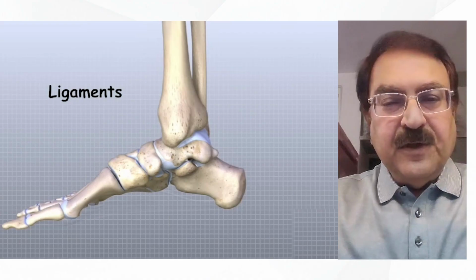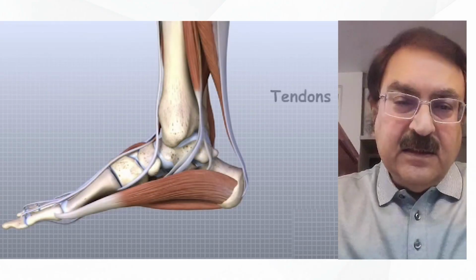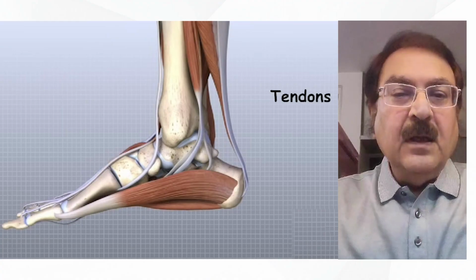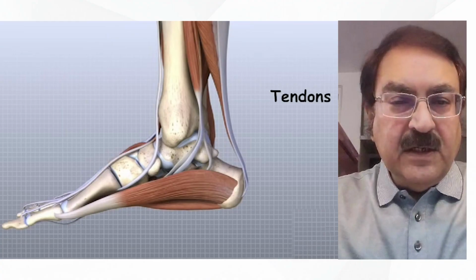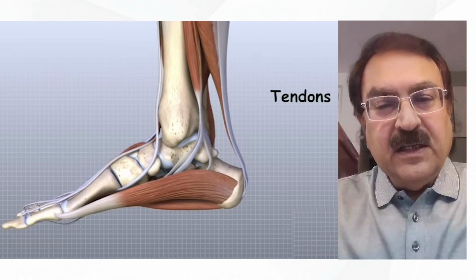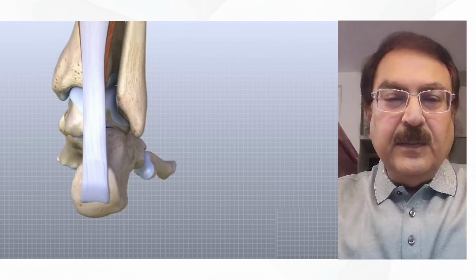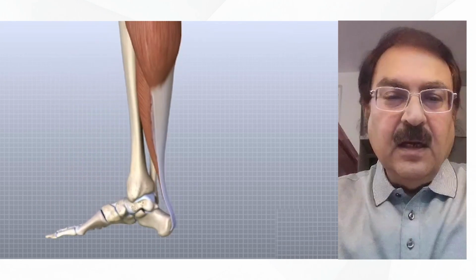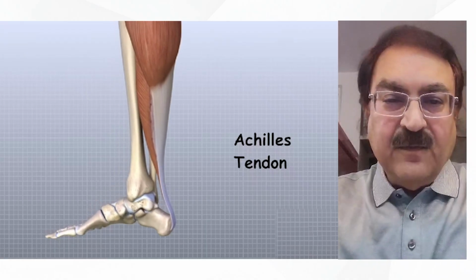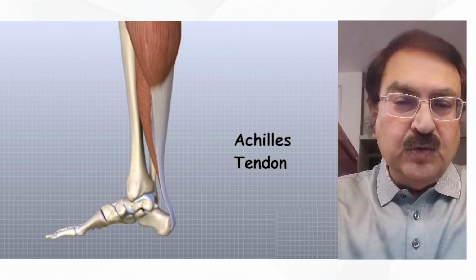Ligaments are soft tissues that attach bones to bones. Tendons are soft tissues that attach muscles to bones. The thicker the ligament or the tendon is, the stronger it is. The large Achilles tendon is the most important for walking, running, and jumping. It attaches the calf muscles to the heel and allows us to rise up on our toes.